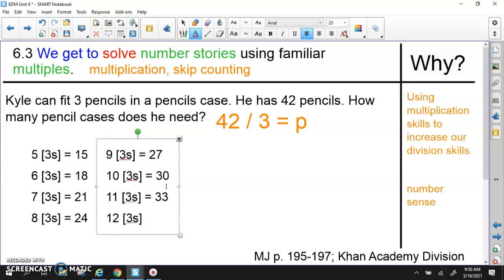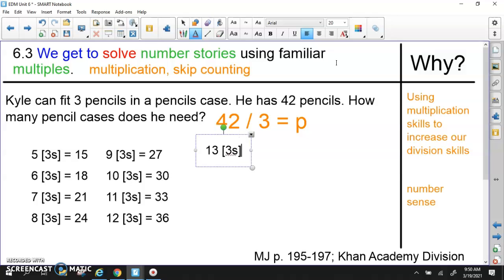What are 12 threes? Are we seeing the patterns here with the skip counting? What are 12 threes? Yes. 36. Wonderful. What are 13 threes? Yes. 39. Getting close. What are 14 threes? 42. Hey, we're there, aren't we?